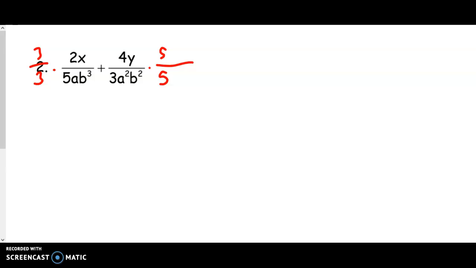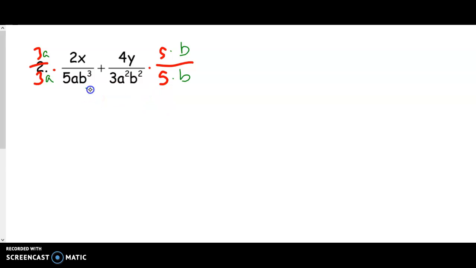What else? So the fraction on the right has a squared, so we need that. Let's introduce an a on the left side. So we'll get a squared when we put those two together, matching that term. My b's, I have b cubed and b squared, so I need another b. So now, when you multiply those two, it'll match the b cubed.